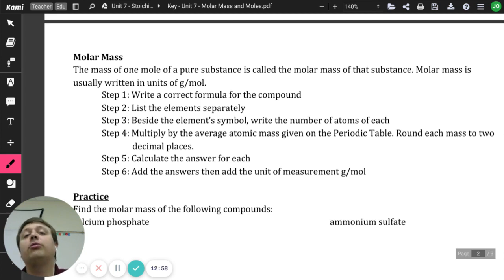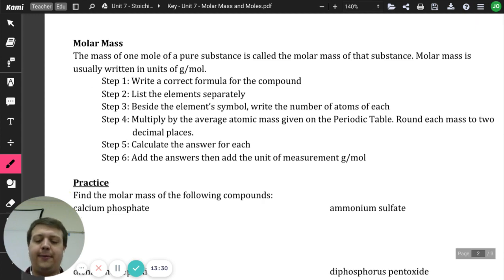The next step is to list out all your elements separately. Now, why do we do that? Well, we do that because we're going to take all those individual masses and we're going to add them all together. Then we're going to write the number of atoms for each. Essentially, we're just going to use how many of that substance I have. And then we're going to multiply that by the average atomic mass, which we find on our periodic table. So we're going to multiply that by the mass, round each to 2 decimal places, and then we're going to calculate our answers and then add it all together.